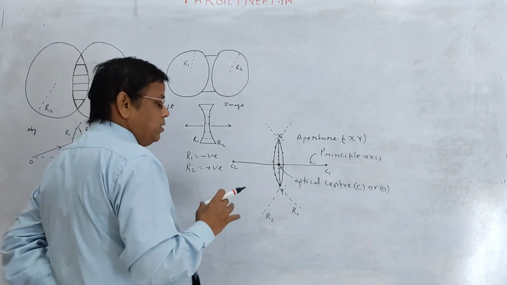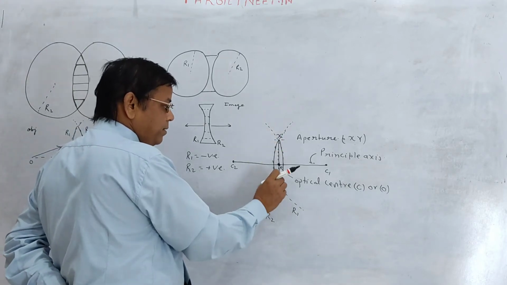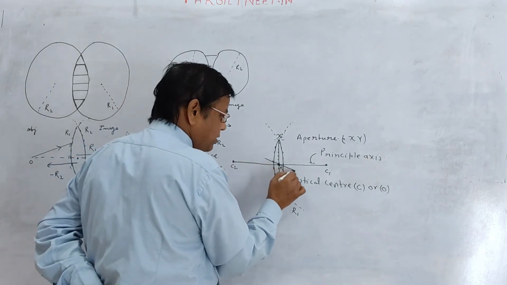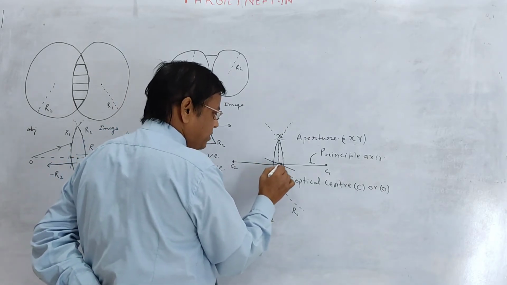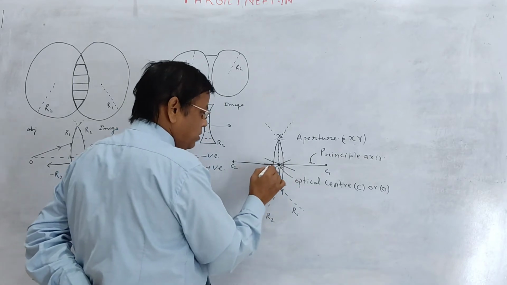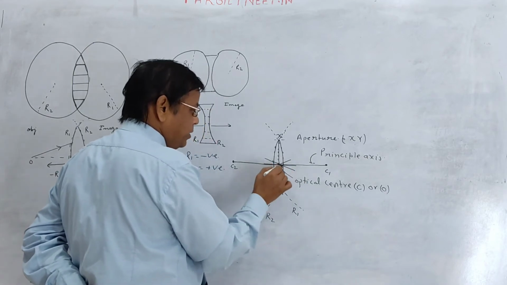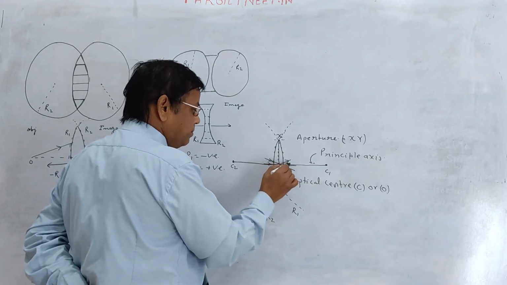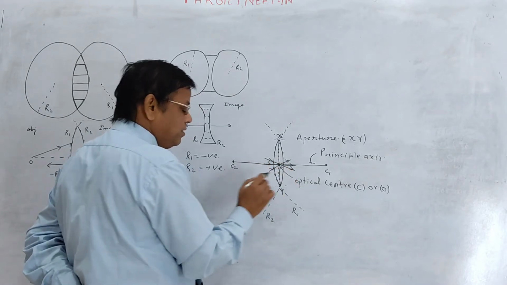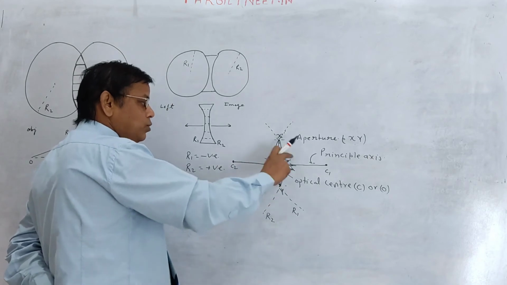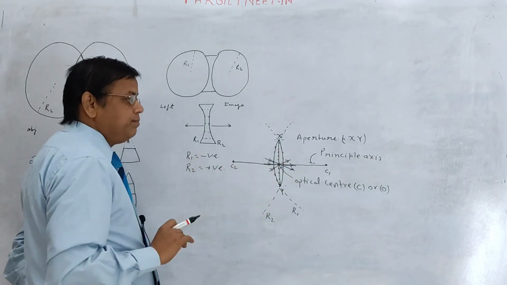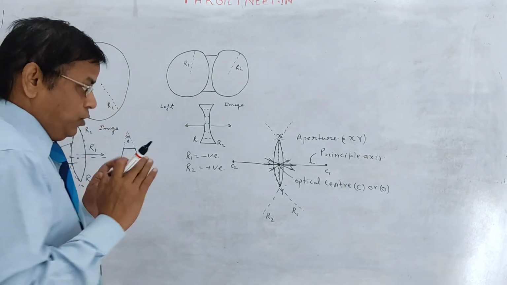Now the important thing: if the lens is thin, then a ray that is passing through the optical center goes undeviated. But this is true only if the lens is thin. So the light which passes through the optical center goes undeviated in case of a thin lens. Any ray going through the optical center will go straight for a thin lens.